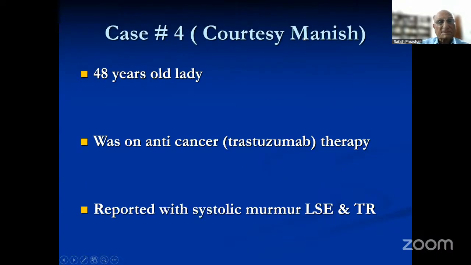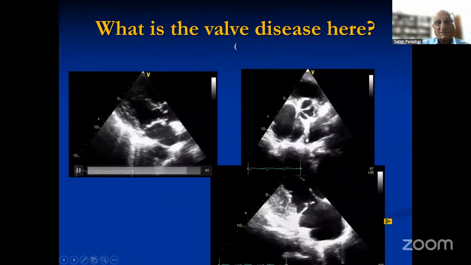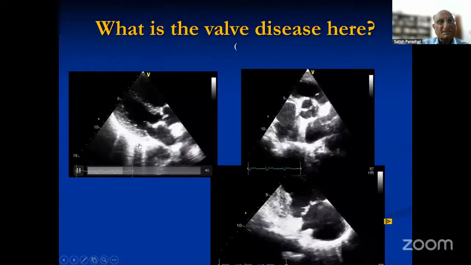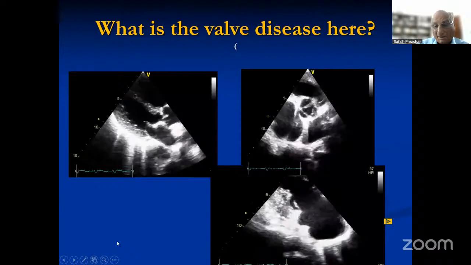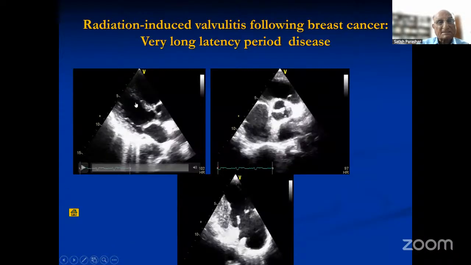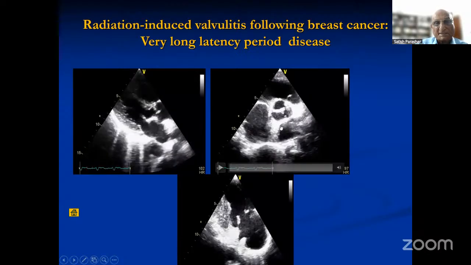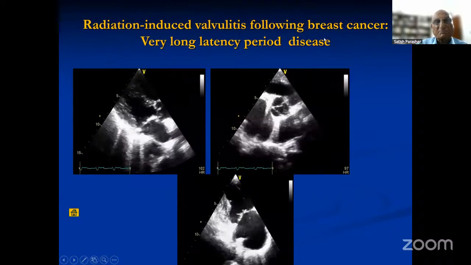This was a 48-year-old lady, on anti-cancer treatment, who reported with a systolic murmur in the left sternal edge. And you see there was a thickening of all the cusps, whether it was the aortic valve, tricuspid valve, and the mitral valve. There was a thickening of all the cusps after this prolonged radiation therapy. And this was known as a radiation-induced valvulitis. So nothing to do with a rheumatic heart disease, but a sort of a radiation-induced valvulitis following a breast cancer.